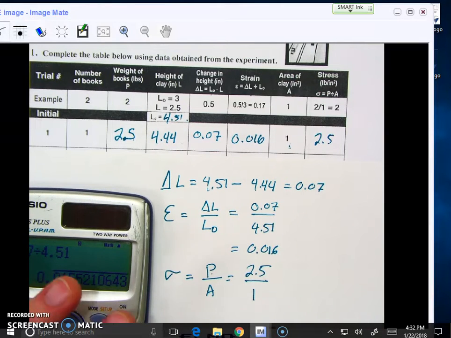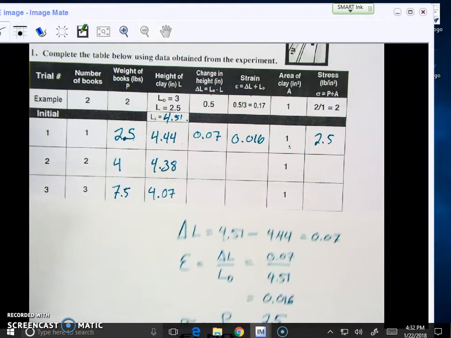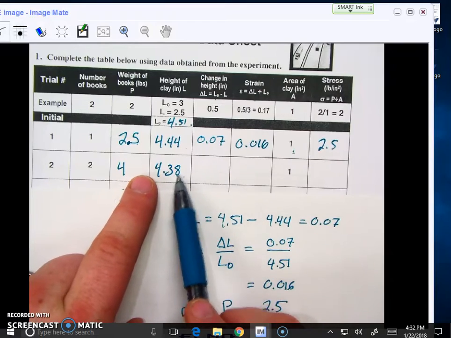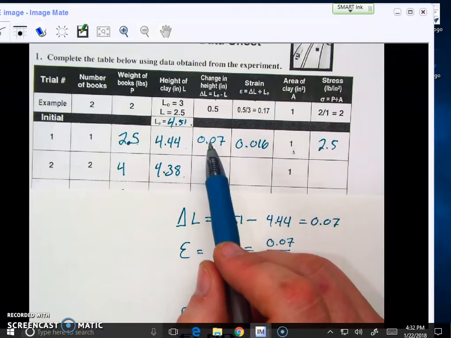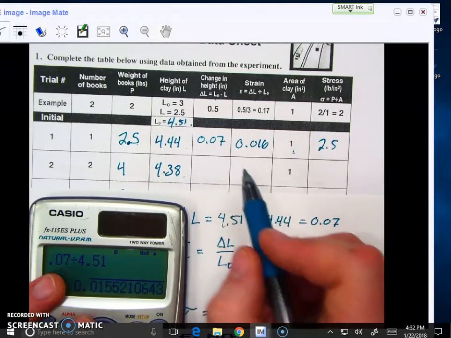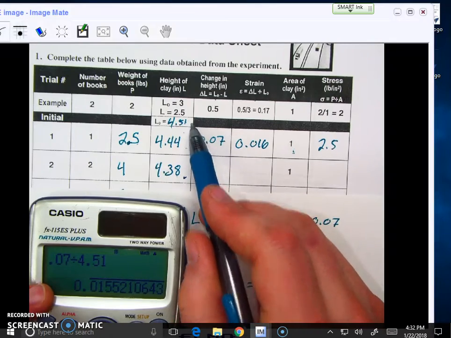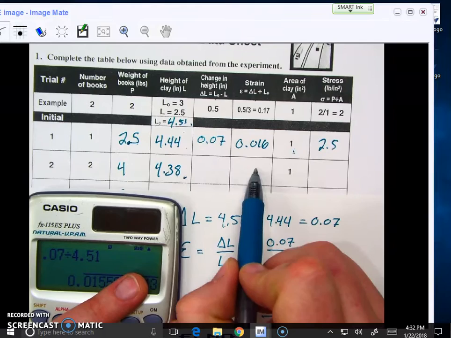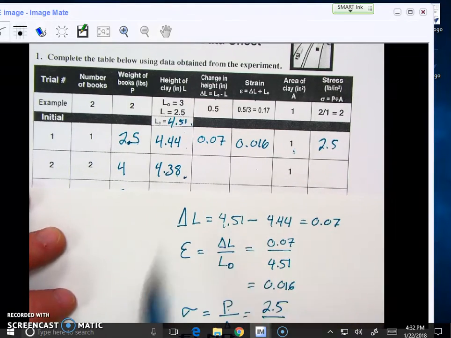So that's all you need to do to calculate these values. It's just punching a few things in your calculator. Going on to the next step, for this change in height, I'd still be referring back to my original height. So to figure out the change in height, that'd be like 4.51 minus 4.38. So I'm still going back to my original height to find the total displacement, and that's what I'll use in my strain calculations. So I think that's pretty straightforward.